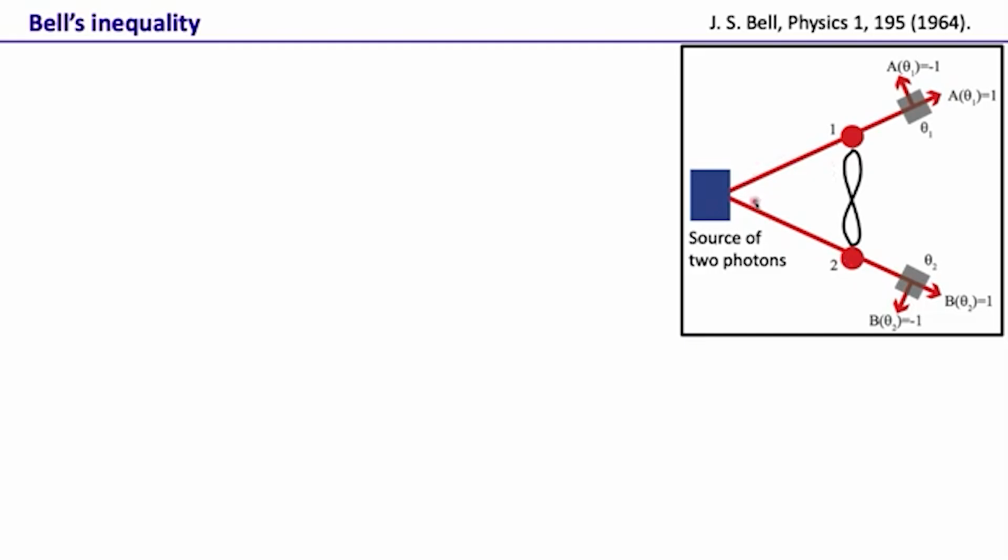And we will use the same source to analyze what we can get with hidden variable theories and what we can get with quantum mechanics. So just a source of two photons here. And there is a detector here that detects these photons. There is a detector here that detects the second photon. And we then consider A and B to be dichotomic variables. That means A can be plus or minus 1, and B can be plus or minus 1.